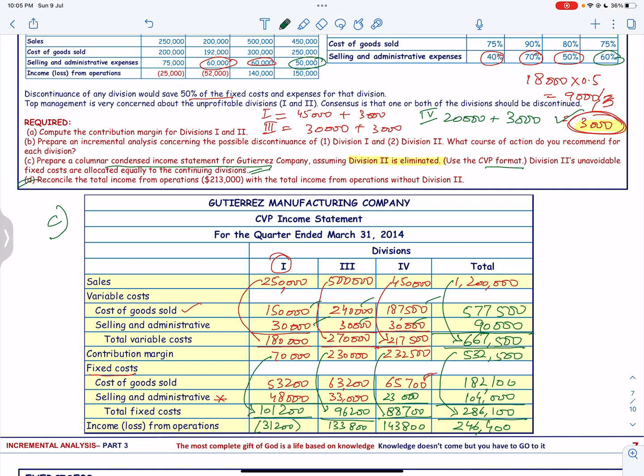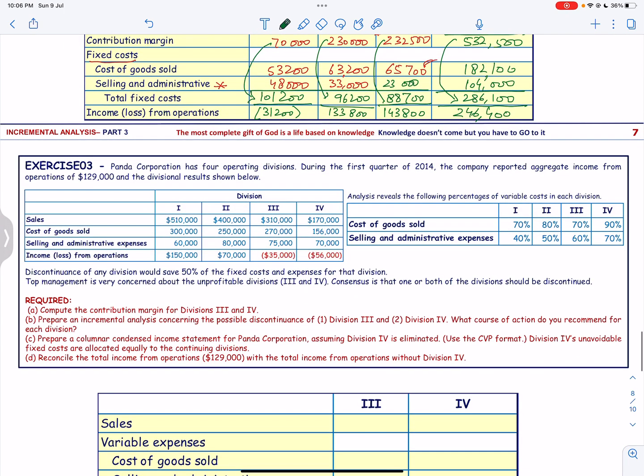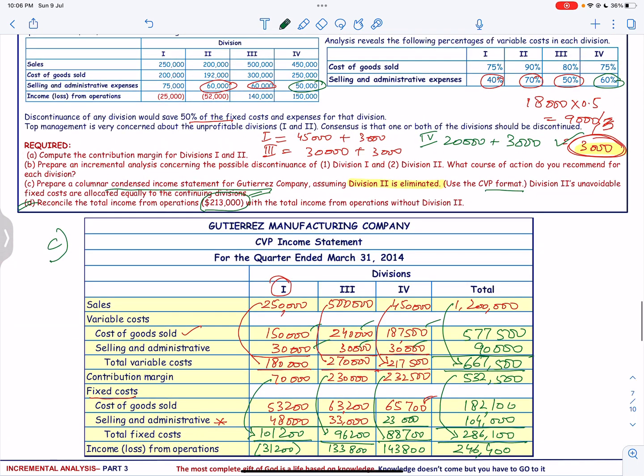Reconcile the total income from operations 213,000. Now unfortunately I have not gone into this part, so I will intentionally just ignore this part in the explanation right now, and we move on to another exercise.